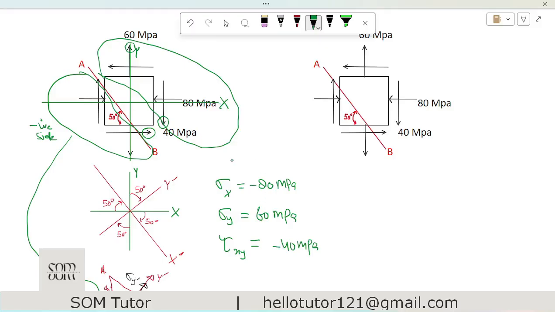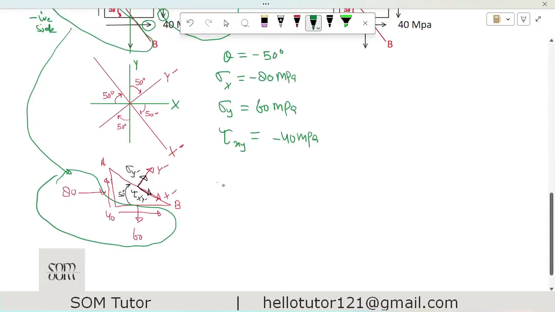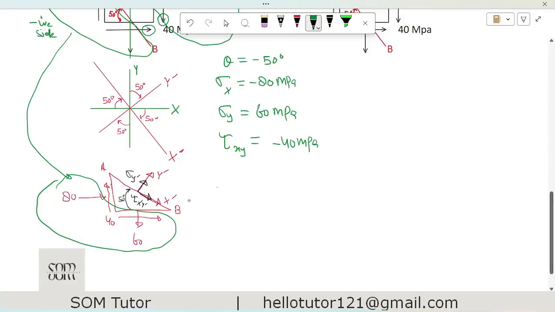And the angle we have is 50 degree clockwise, and we know in the stress transformation equations a clockwise angle is taken as positive and the anti-clockwise is negative. Since 50 degree is clockwise, so it is negative. So now let us apply the stress transformation equations. We are going to apply sigma y prime, not sigma x, because the normal stress here is sigma y.